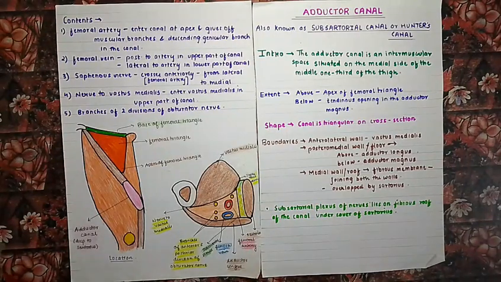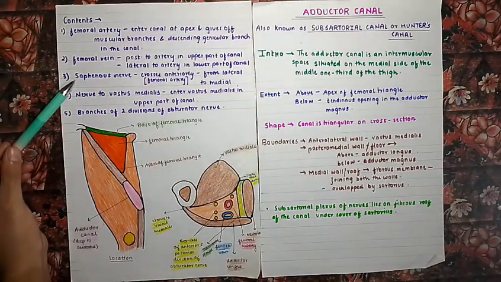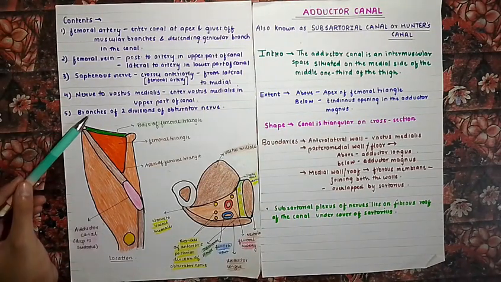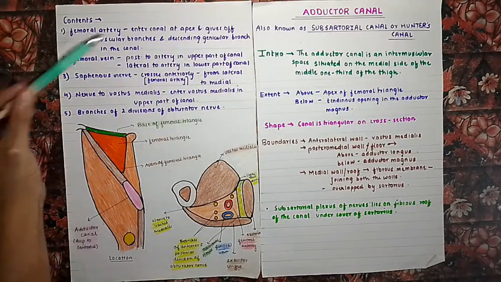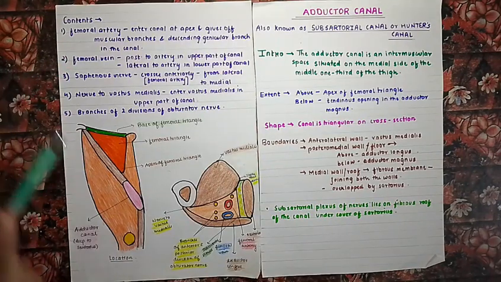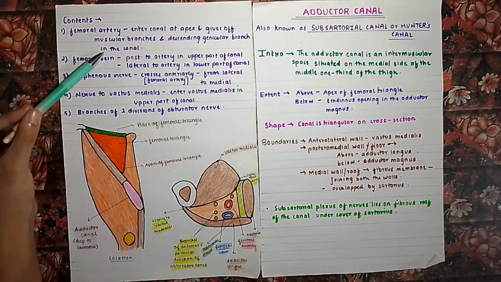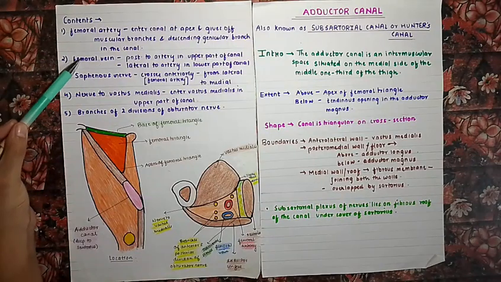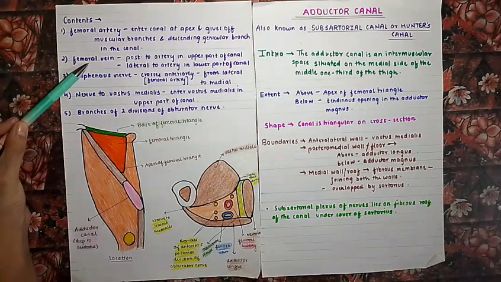Its content: it contains femoral artery, femoral vein, saphenous nerve, nerve to vastus medialis, and 2 branches of divisions of obturator nerve. So femoral artery, it enters the canal at the apex and gives off muscular branches and the descending genicular branch in the canal. Femoral vein, which is posterior to the artery in the upper part of the canal and lateral to the artery in the lower part of the canal.